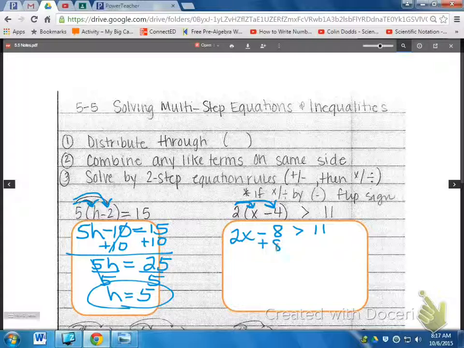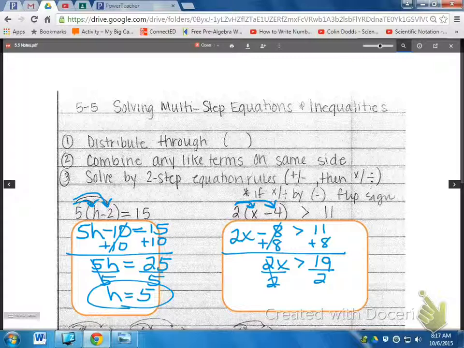Add 8. Bring down the 2x, greater than 19. And then we divide by 2. This isn't going to come out evenly, so we're going to say x is greater than 19 halves. You can leave it 19 halves if you want. Actually, you do that more in Algebra 1, where you leave improper fractions. We'd probably go ahead and change it to a mixed number. What would that be, do you know?